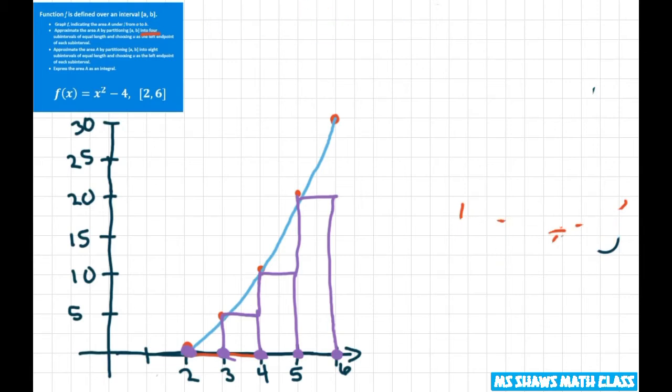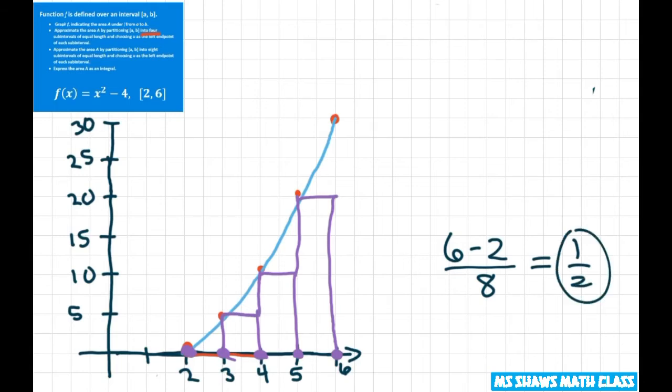So basically that means we're going from 2 to 6. So 6 minus 2 divided by 8. And that's just going to be 4 over 8, which is 1/2. So we're going by 1/2. Now I'm going to take this same graph, and we're starting at 2 as our endpoint. Then we have 2.5, 3.5, 4.5, and 5.5.